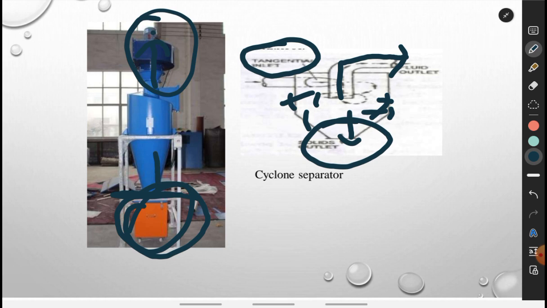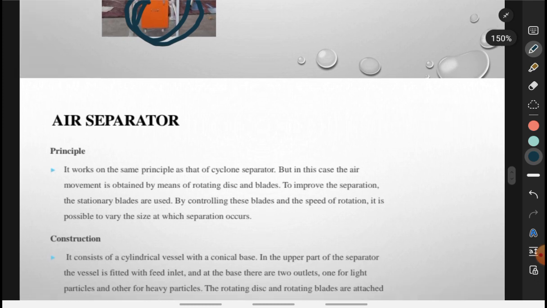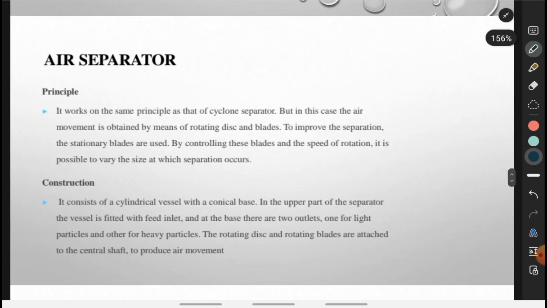And then coming to the disadvantages, it may have lower efficiency, and high operating cost, and it is also unable to process sticky materials. Okay, this is all about the cyclone separator.